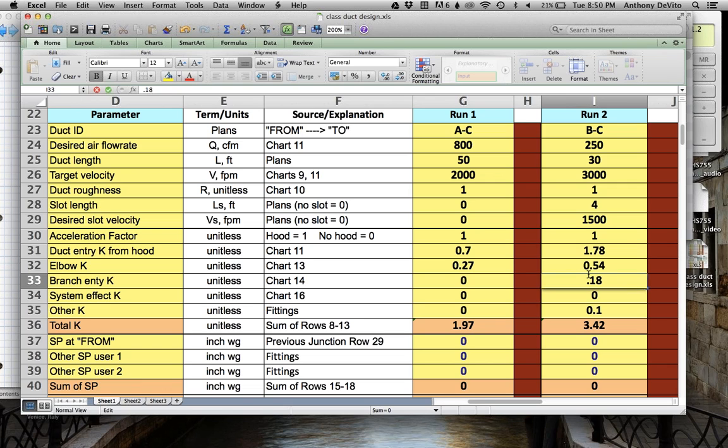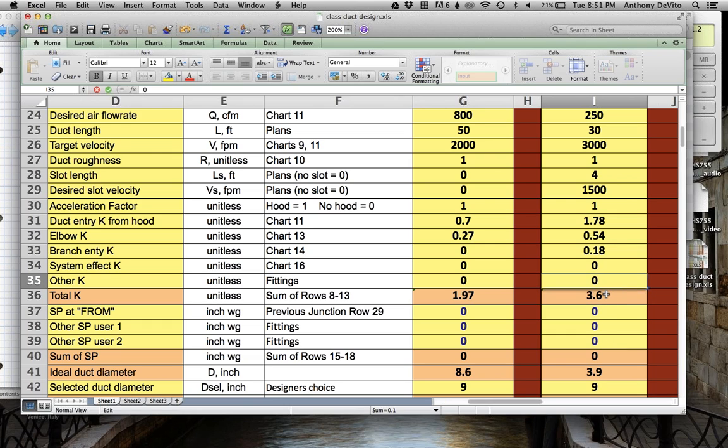Okay, yeah. Well, the elbow was 1.5. I said 1.5 radius to diameter, like the ratio of radius to diameter, and it was a 4-piece. So you go across, and it's 0.27. Okay. System effects. No system effects. Other K values. Well, there's no filter. There's no other thing over here, so that's 0.